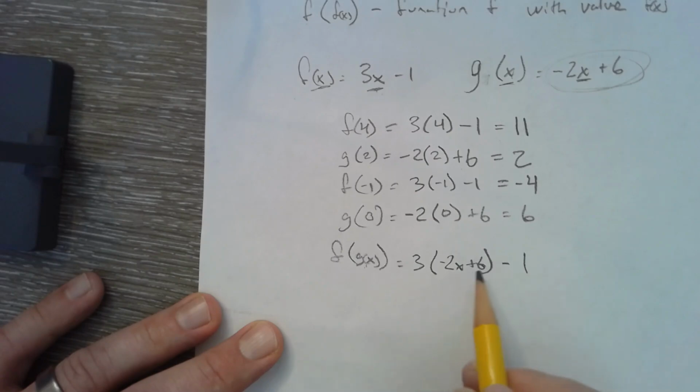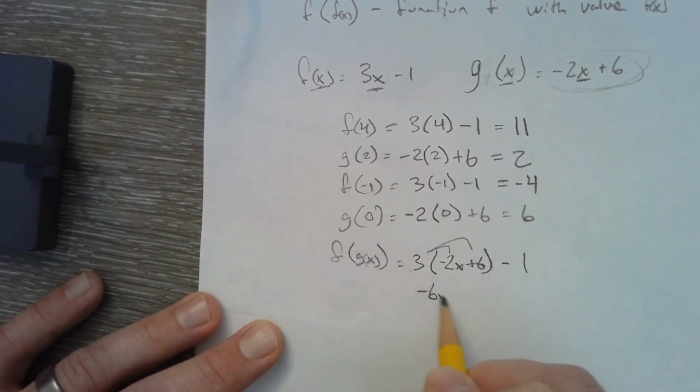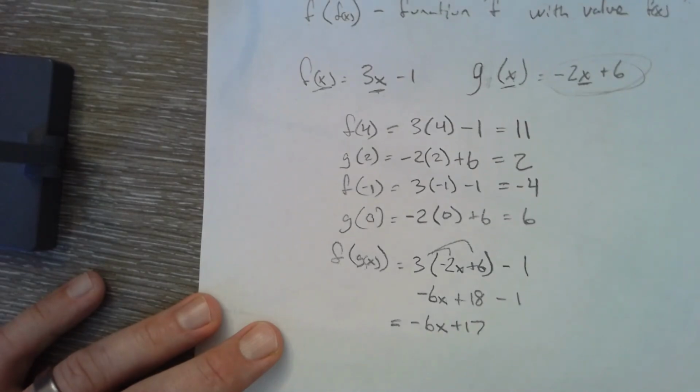Now, I can't actually solve this. All I can do is clean it up because, again, we don't know what x is. So to clean it up, I'm going to distribute. And then we have the minus 1, negative 6x plus 17. So that would be the cleaned up version of that. And that's all you can do.